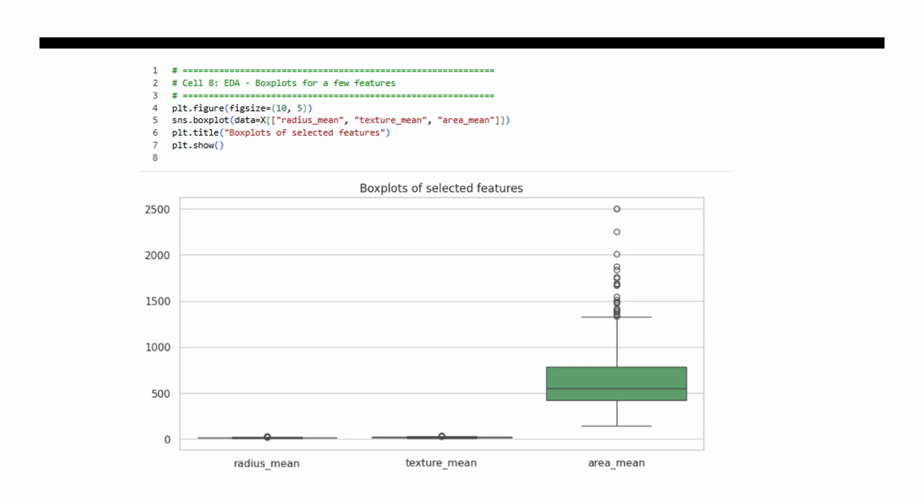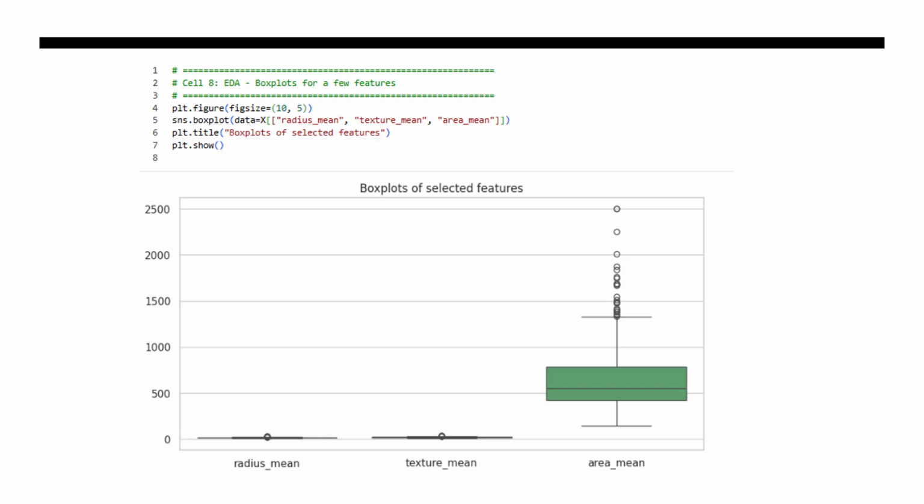Okay, so let's look at this block of code. And actually, let's go a little bit deeper. You know the histogram shows distribution, but box plots show structure. And here we look at median, spread, and most importantly, outliers. Notice something immediately? Look at the area mean.